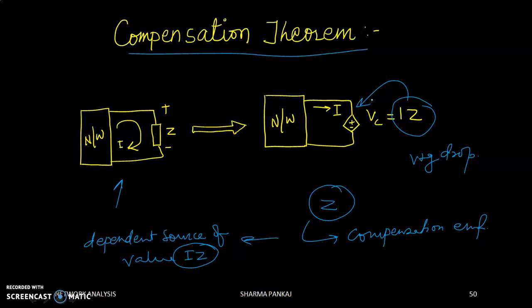Likewise, in a similar fashion, if the voltage across any element or branch of a network containing any impedance Z is V, the element or branch may be replaced by a current source I equal to V by Z. See this.